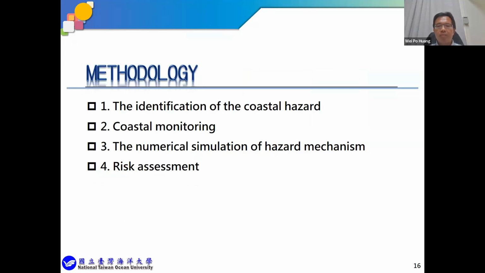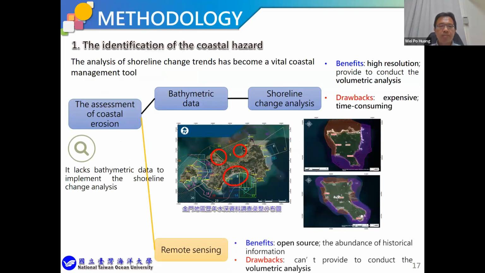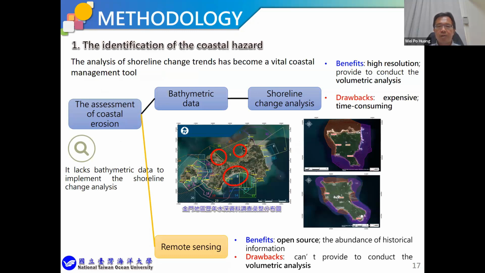Drawing upon the legal framework and the specific needs of the small islands, we propose the following works to effectively mitigate coast hazards and promote sustainable use. Initially, evaluating coast erosion necessitates a critical examination of shoreline change trends, a task that proves challenging for islands lacking the bathymetric data required for such analysis. In light of this constraint, satellite imagery emerges as a valuable alternative, offering affordability and access to abundant historical information.